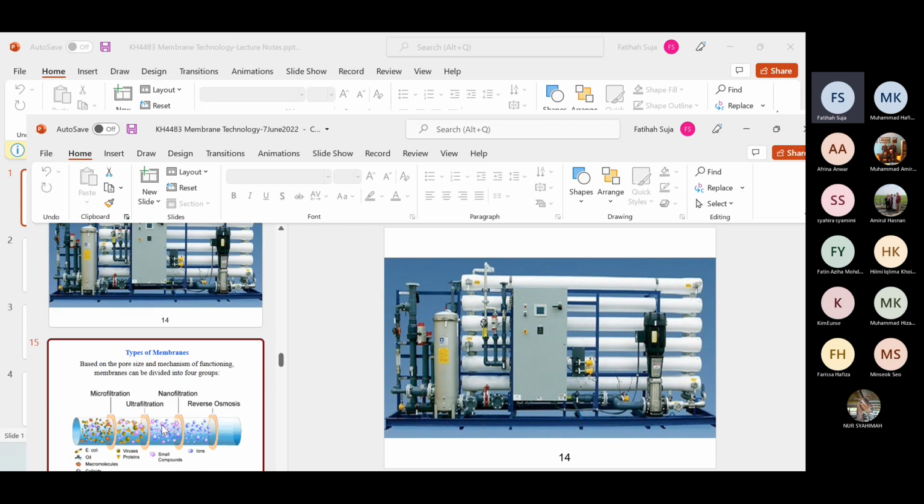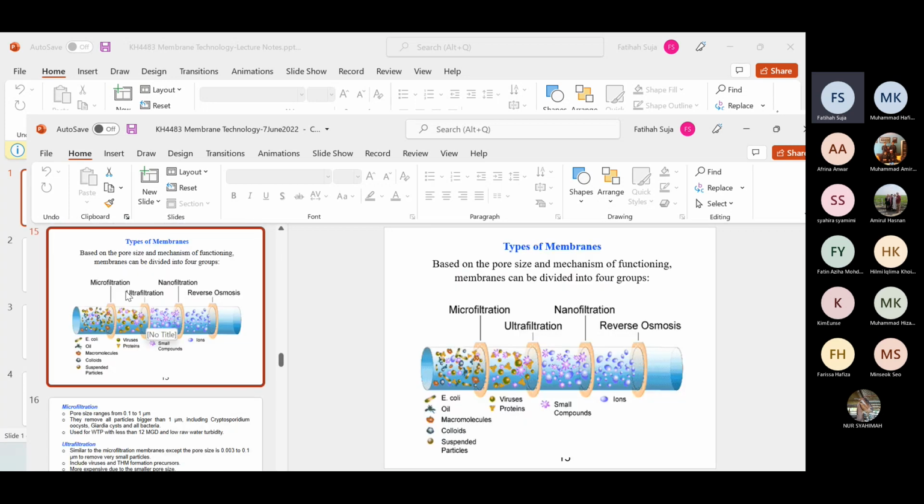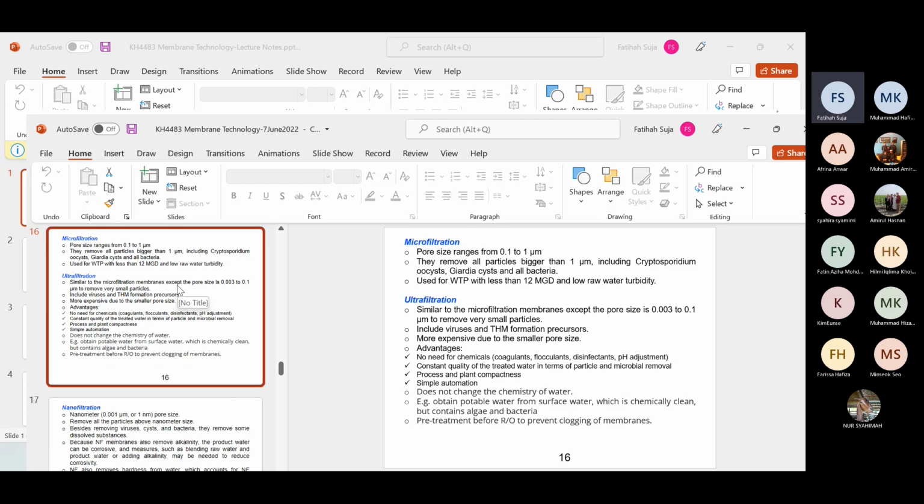So there are many types of membranes based on the pore size and mechanism of functioning. Just now, once again, I will explain that membranes can be divided into four groups: microfiltration, ultrafiltration, nanofiltration, and reverse osmosis.